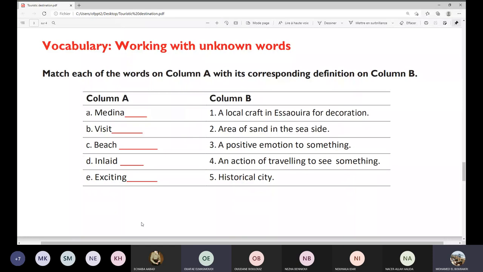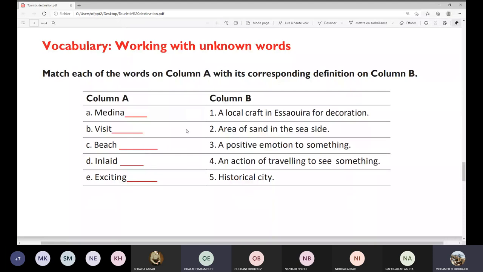Medina is a historical city. So, yes, that's correct. So A goes with 5. The Medina is the historical city or like the old city. That's correct. Okay. What about B? Visit is an action of traveling to see something. The action of traveling to see something. C? Beach is an area of sand in the seaside.